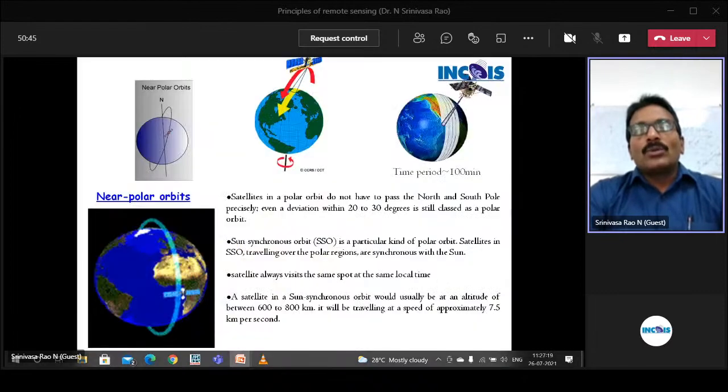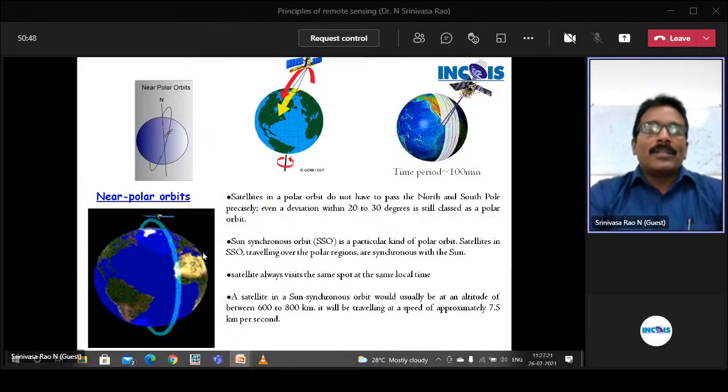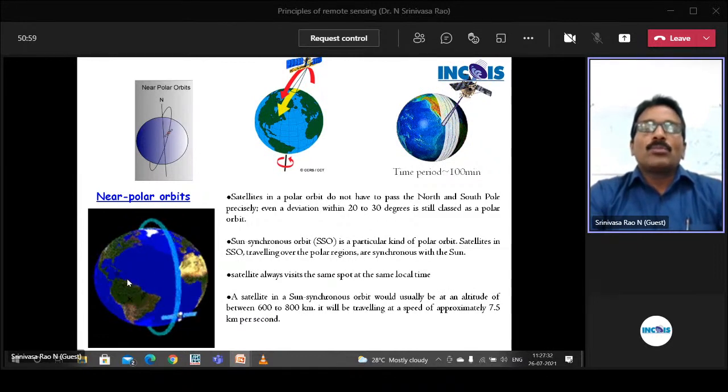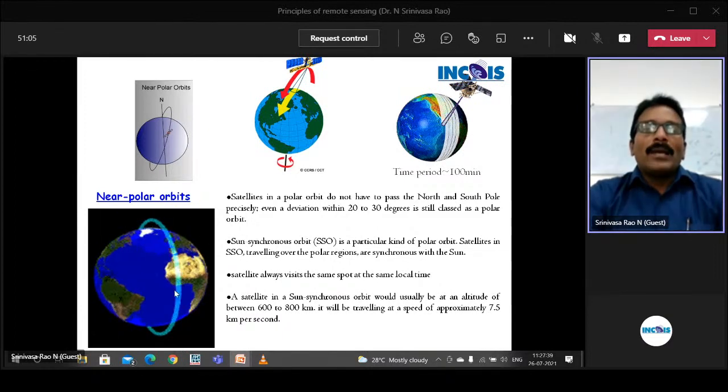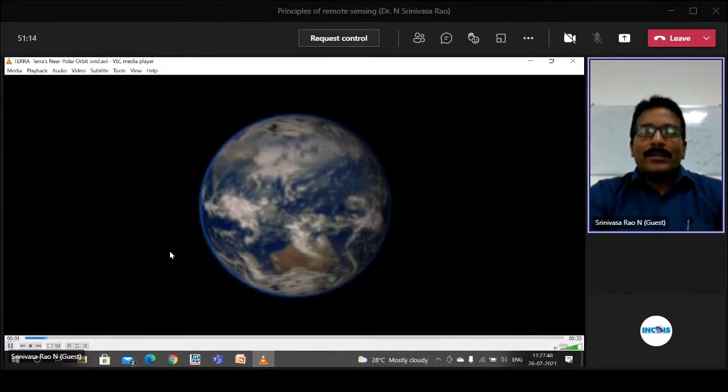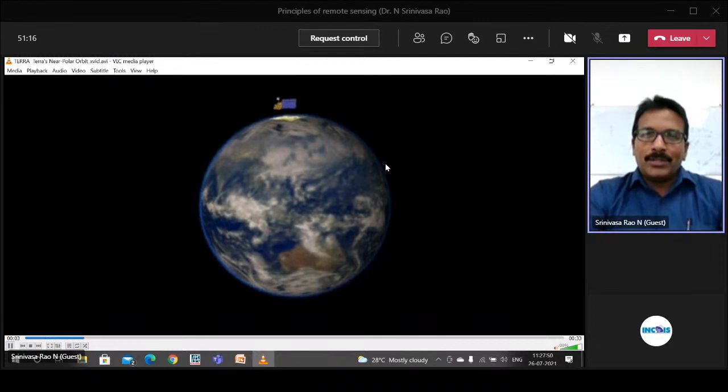Now if you see this animation, this is the polar orbit. Once I place my satellite in polar orbit, the satellite moves from north to south to north, while my Earth is moving from west to east. In this process, how does it cover the complete globe? I will play a small animation so you can understand. This is our Earth planet, and the Earth is moving from west to east.